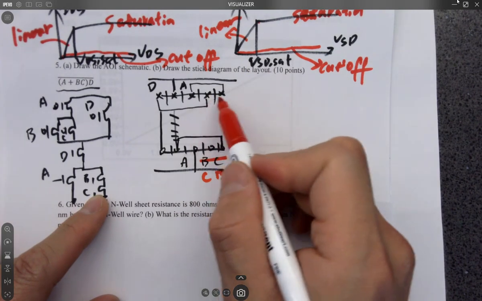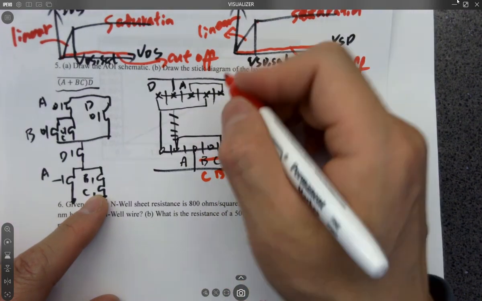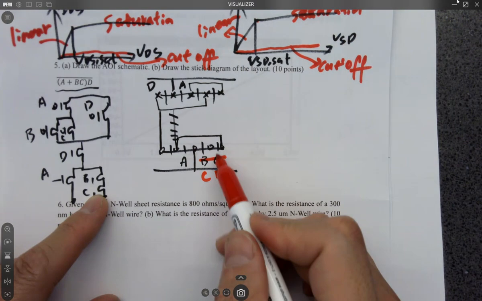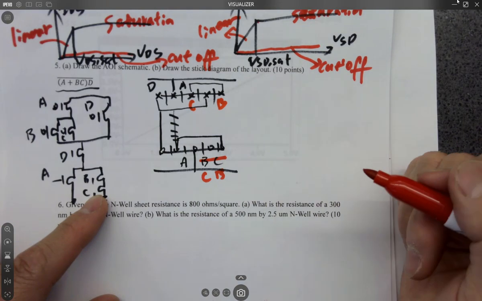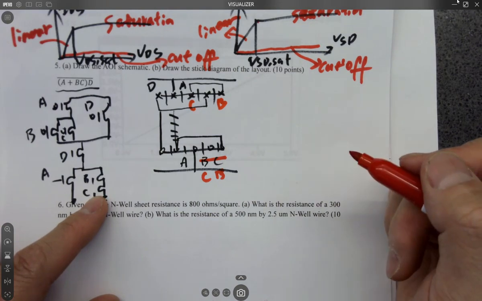Does it matter, B and C? No, because they're in parallel. But now it matters because of these, so B has to be this one, so they're not getting tangled. Does that make sense?